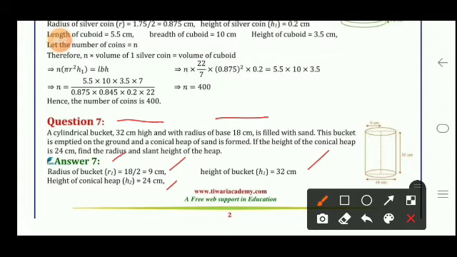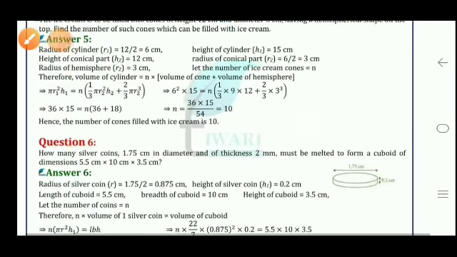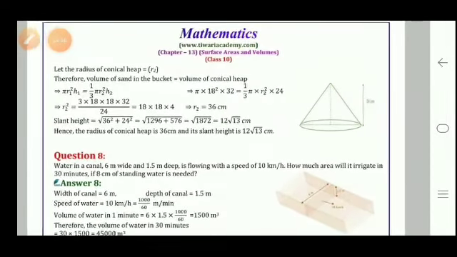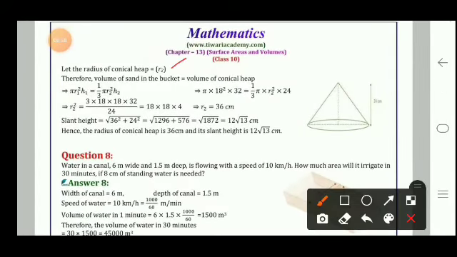Okay, fine. Moving towards the next page. So now we can see here that it has been converted into a cone. Let the radius of the conical heap be r2. Now, therefore, the volume of the sand in the bucket is equal to the volume of the conical heap. So we have pi r1 square h1 is equal to 1/3 pi r2 square h2.